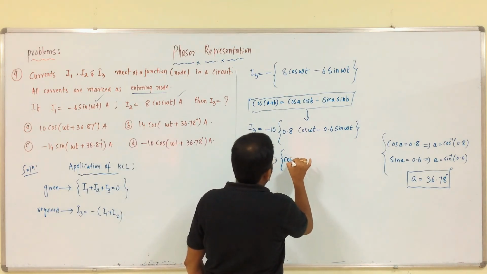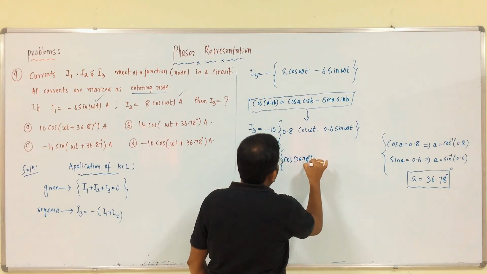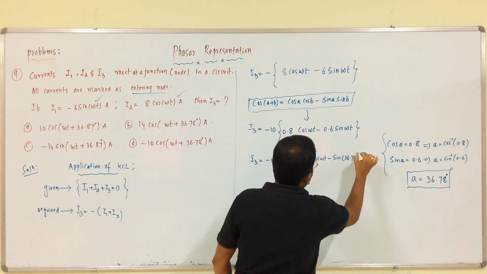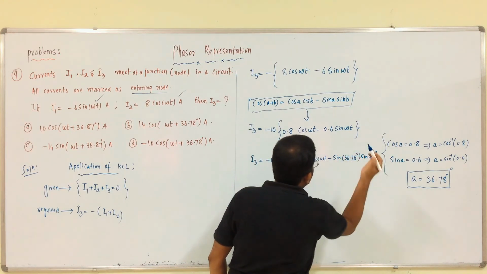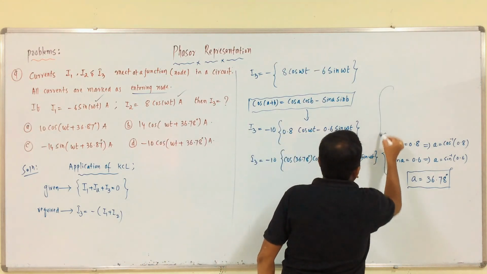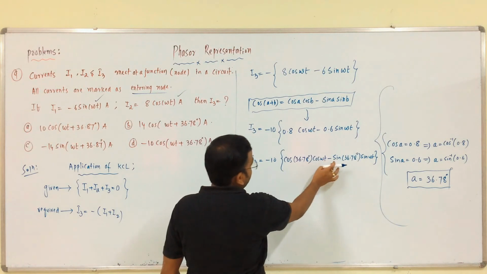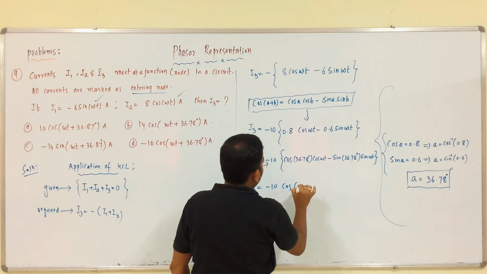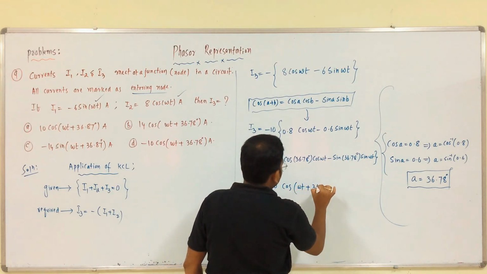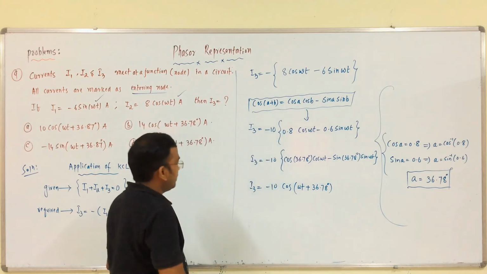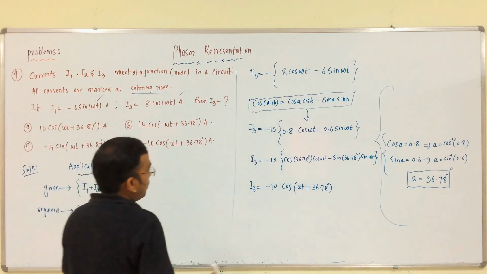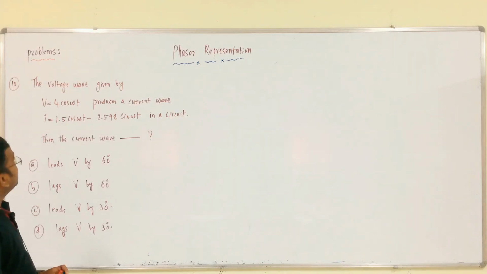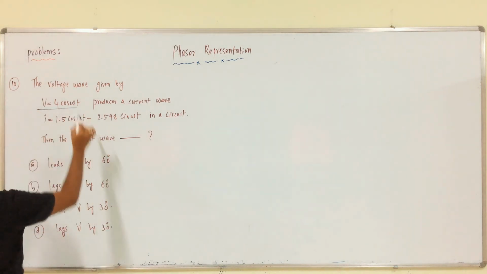So, here we have cos 36.78 cos omega t minus sin 36.78 into sin omega t, that is it, right? Cos A cos B minus sin A sin B. From this I3 is equal to what? Minus 10 cos of omega t plus 36.78. Clear? Is that clear? The option is what? Option D is correct.